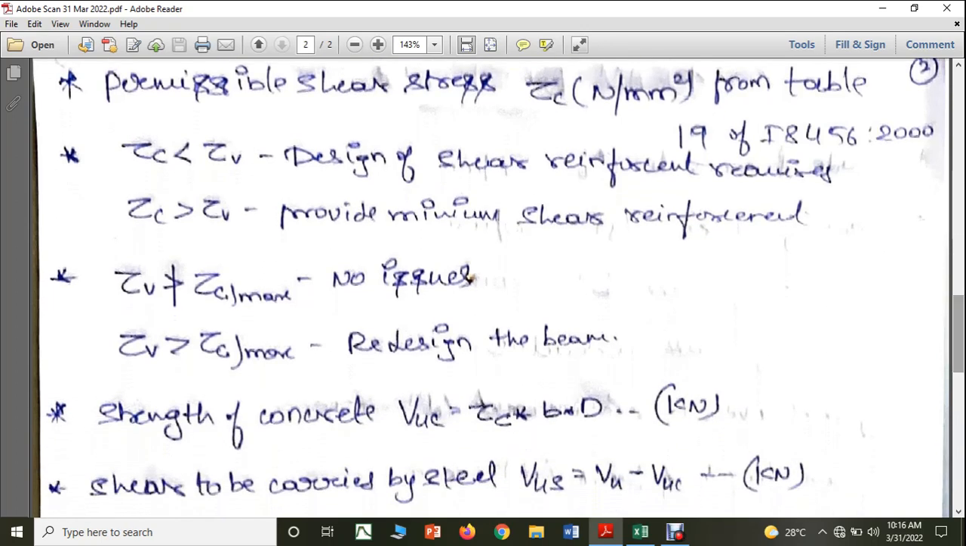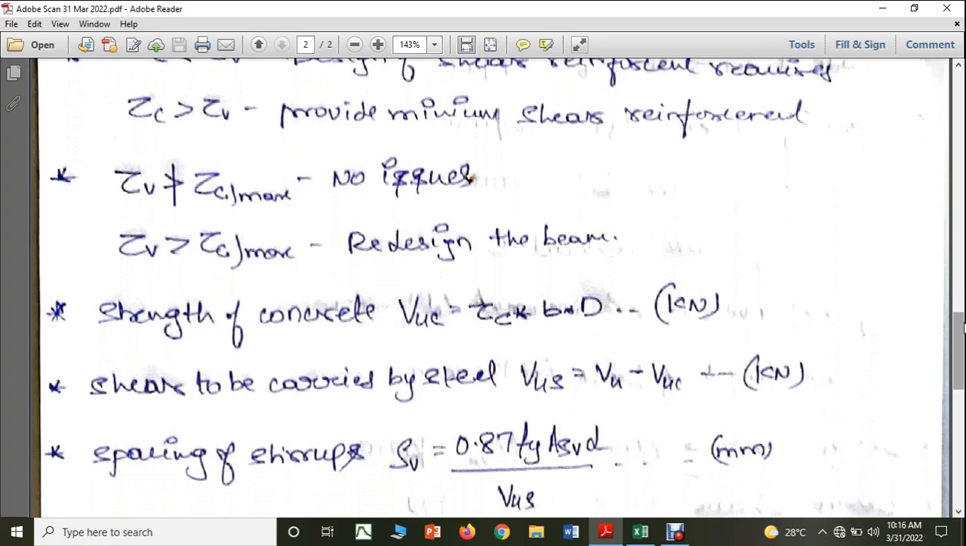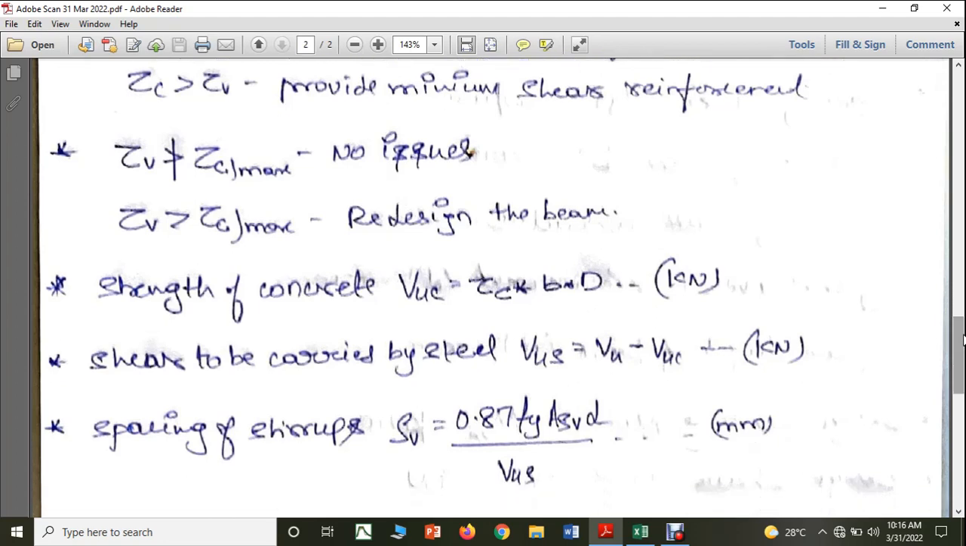Once you get that, you will find out the strength of the concrete, that is the VUC value. Then the shear to be carried by the steel. In order to design the stirrups, you will calculate VUS. Then you finally find out the spacing. So let us give that Excel sheet in the next class and let us start the design.